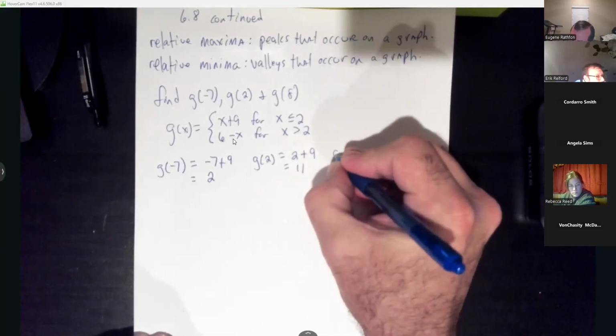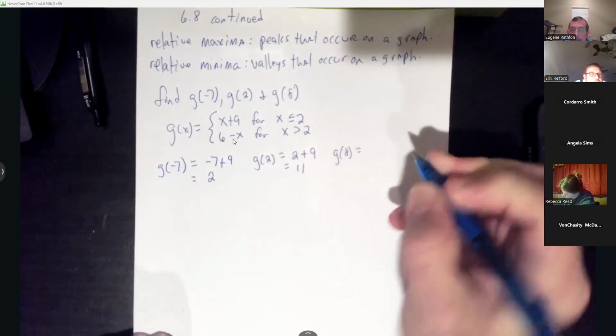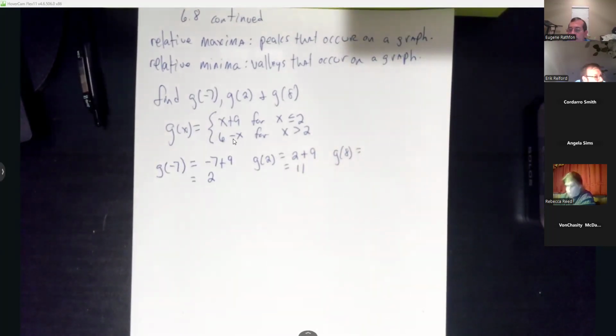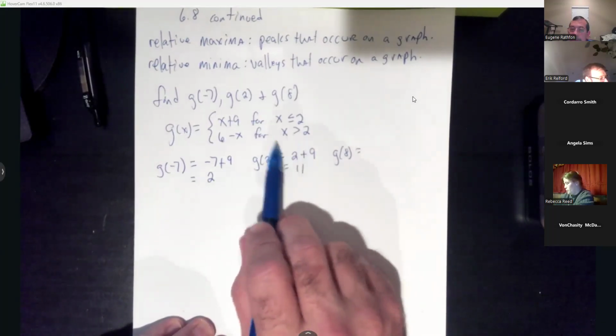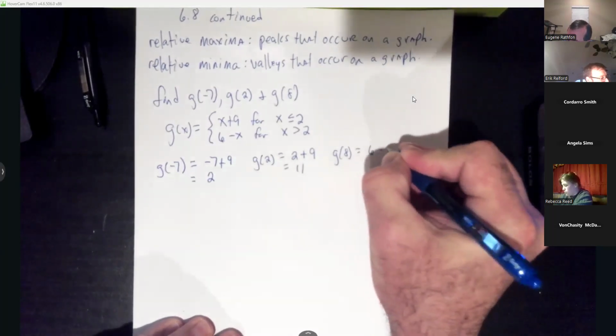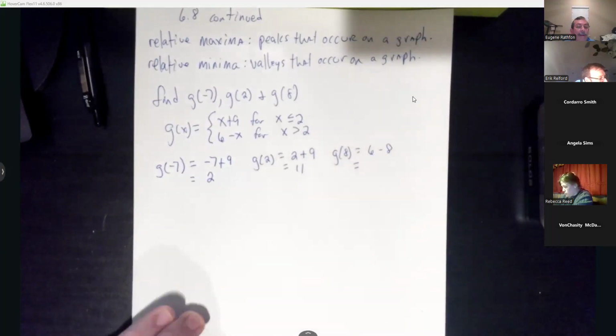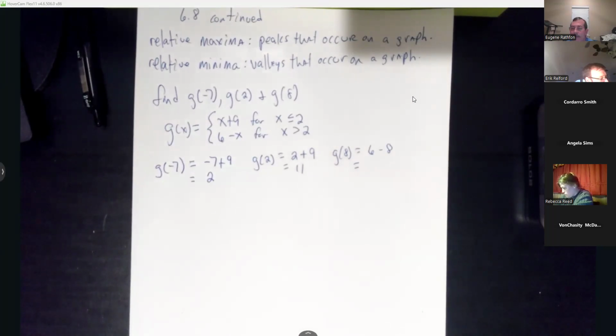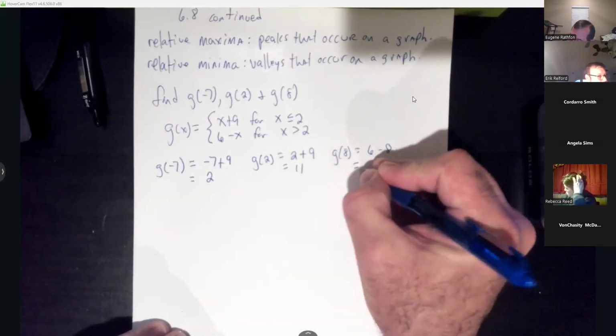And y'all finally was g of 8. First equation or second equation? The second one. Good job, because my 8 is greater than that 2. So that'll give me 6 minus 8 for that one, y'all. All right, so what y'all getting? Negative 2. Good job.